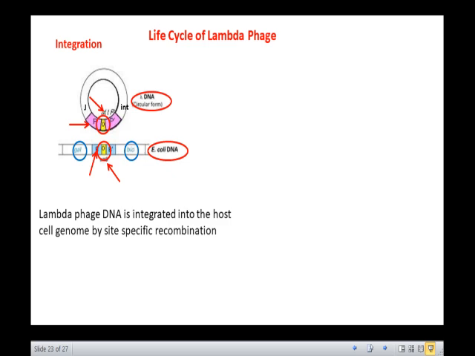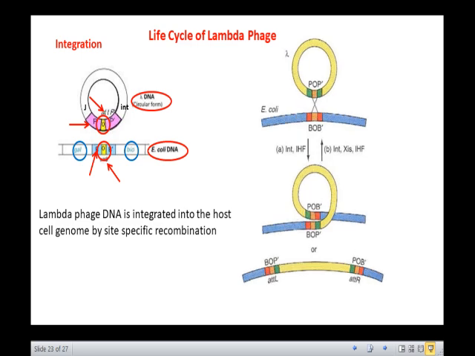Integration of Bacteriophage lambda requires one phage encoded protein int, which is the integrase, and one bacterial protein IHF, which is the integration host factor. Both of these proteins bind to the sites on the P and P' arms of the attP to form a complex in which the central conserved 15 base pair elements of attP and attB are properly aligned, as can be seen in the picture.